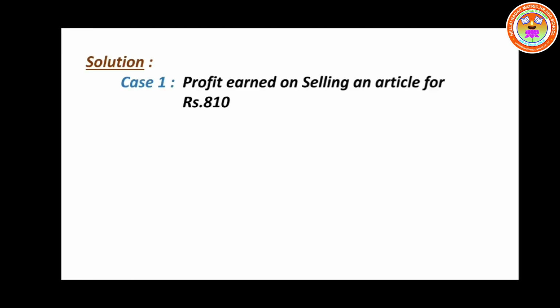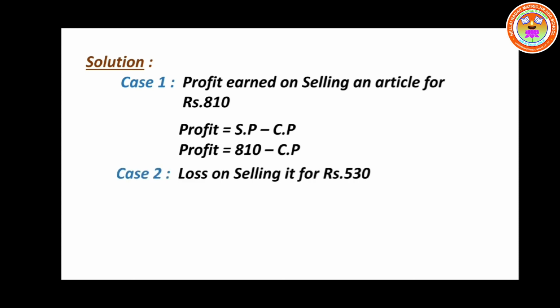In case 1, profit earned on selling an article for rupees 810. What is the profit formula? Profit is equal to selling price minus cost price. So profit equal to 810 minus cost price. Now in case 2, loss on selling it for rupees 530. So what is the loss formula? Cost price minus selling price. So loss is equal to cost price minus 530.